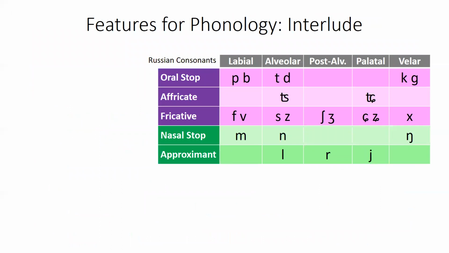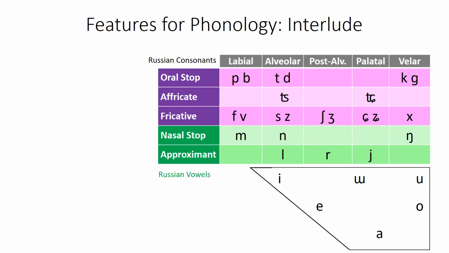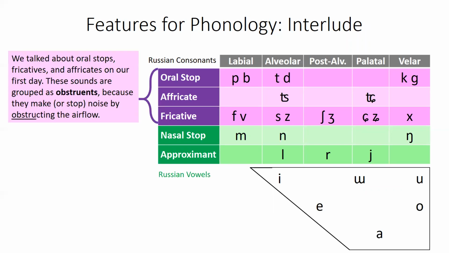Now we need a little interlude here because I keep saying stops and fricatives, and there's actually an easier way to say that. This is one phonological feature that I want you to know about. Here are the consonants and vowels that exist in Russian. We talked about oral stops, fricatives, and affricates on our very first day of phonetics. Those sounds can be grouped as obstruents because they make or stop noise by obstructing the airflow. So obstruct, obstruent. These are obstructing sounds.